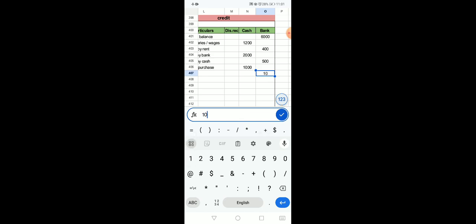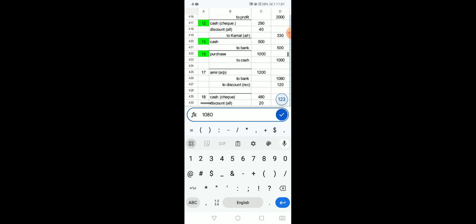Now we are at entry number 17, where there are three elements, but only two elements we are associated with, that is bank and discount. So we will post step by step. First step is to see bank is credited 1080. Bank is credit, so you are going to write 1080 on credit side. Now see its reference. What is written on the opposite side? Amir.